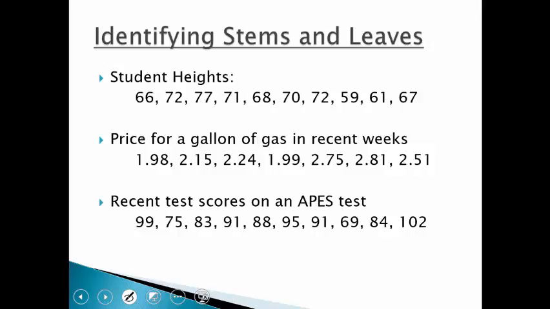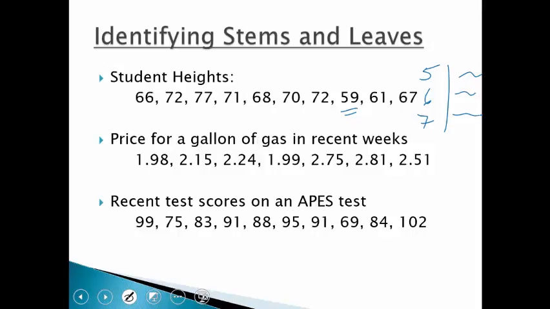So like we said, with student heights, because everything was in the 60s and 70s, you could probably split it. Here in this particular example, maybe we don't want to split the stems because there's a 59, so all of a sudden we could do 5, 6, and 7, and then we could write our stuff in there.